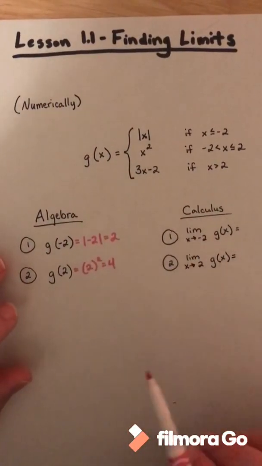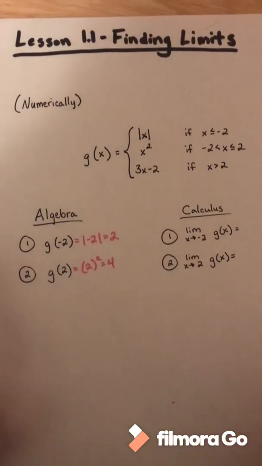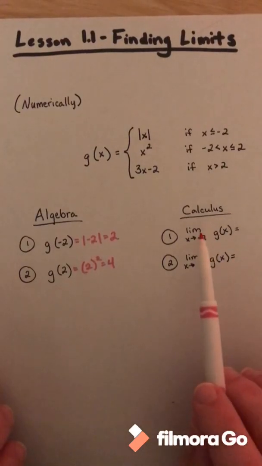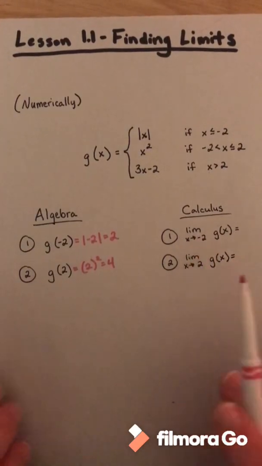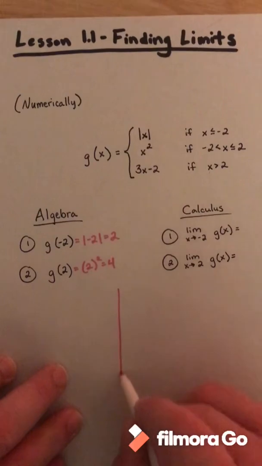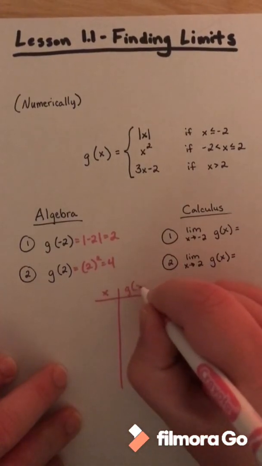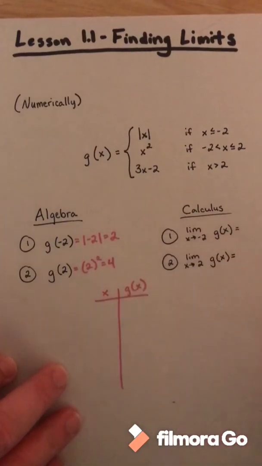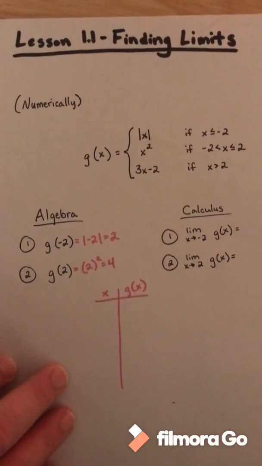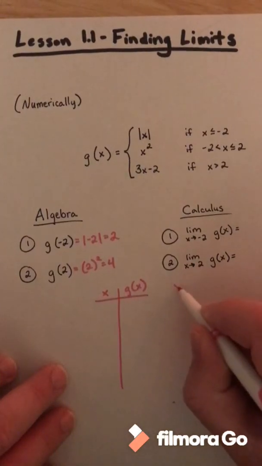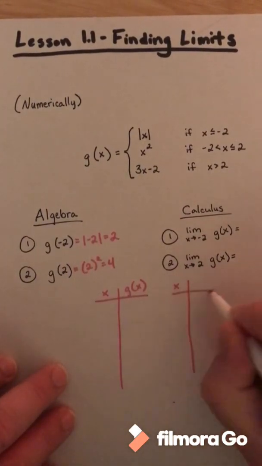What I'm going to do now is try to figure out these limits using a numerical method. So I'm going to make a table of values. We're going to look at the limit as x approaches -2. So let me try plugging in some numbers here and see what happens. If I want to figure out the limit as x approaches -2, I want to use some numbers that are both smaller than -2 and some numbers that are bigger than -2.